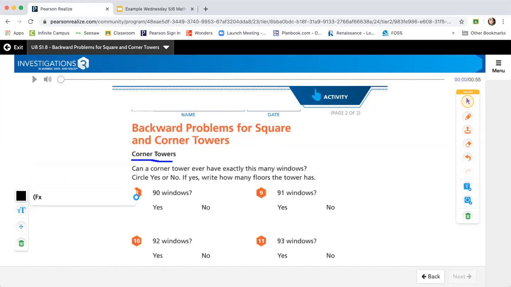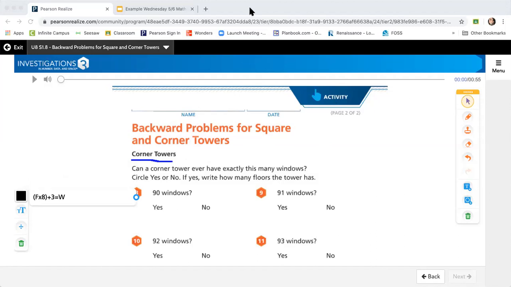First floor, there's 1, 2, 3, 4, 5, 6, 7, 8. There's 8 windows on each floor, plus we only have 3 skylights on the corner towers, and that will give us our number of windows. Okay, so that is how you're going to answer the questions on your practice.